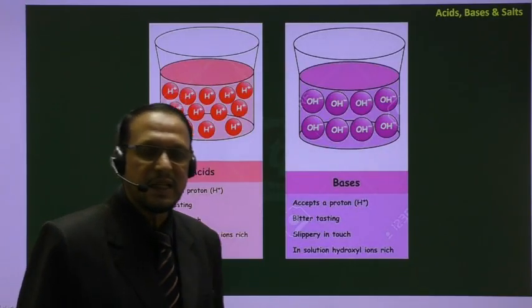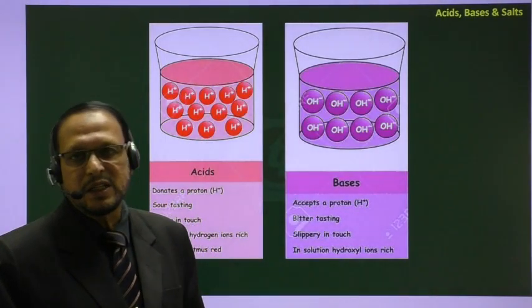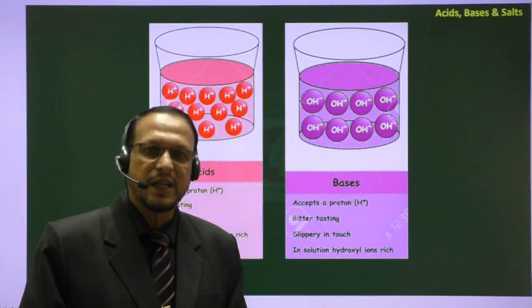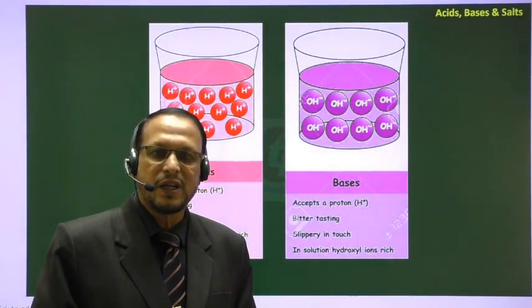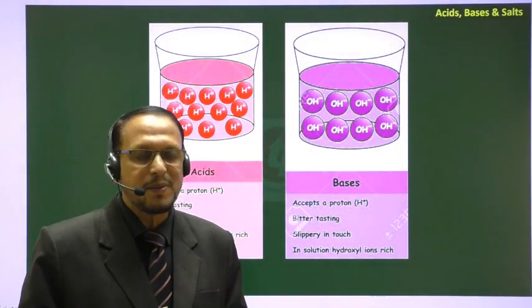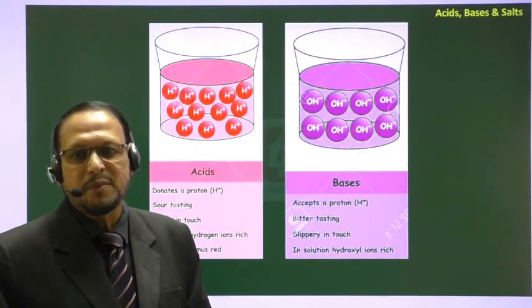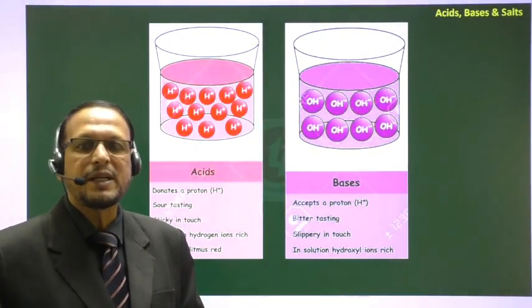Now let us come to these pictures. We know, as already told, that an acid in solution, meaning an acid in water, gives the hydrogen ion as the only cation. Acid gives H plus, and that H plus has very high affinity towards water.